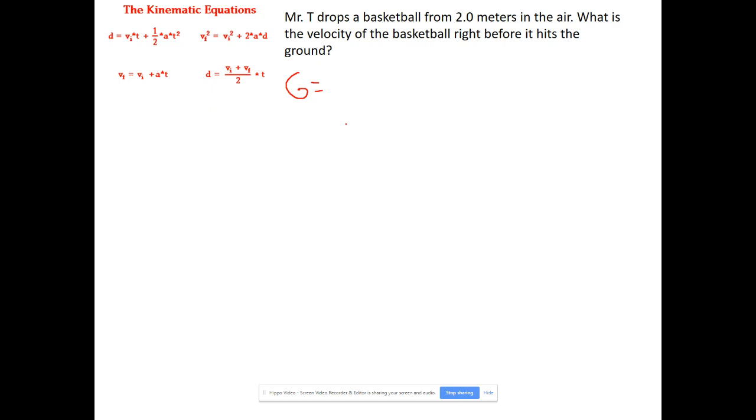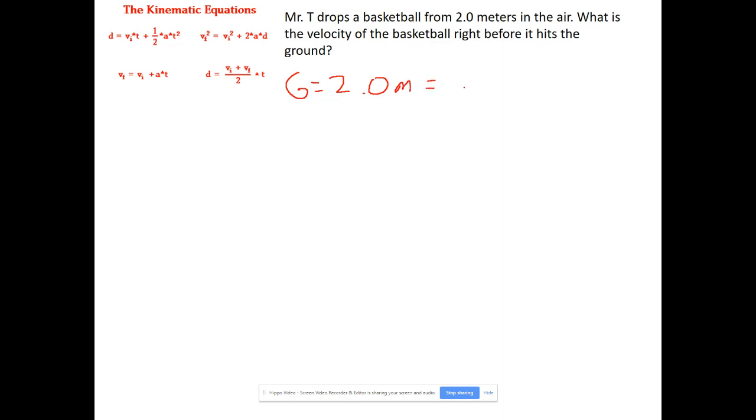All right, so hopefully you paused the video. You're coming back now. You gave it a try to see what you got. I'm going to give it a try too, and you're going to see a very common mistake everybody makes that may be confusing. So let's start with GUESS. What are we given? Well, 2.0 meters. That's the only number I see.